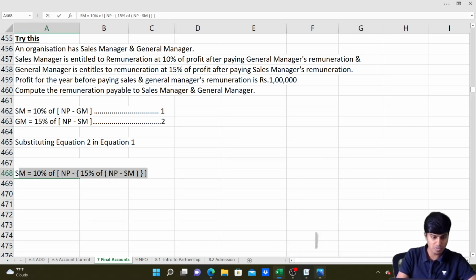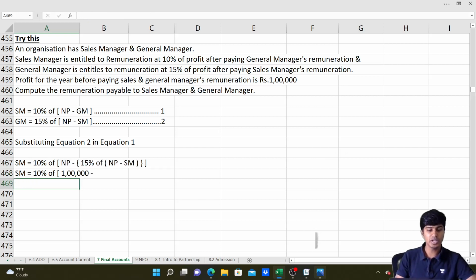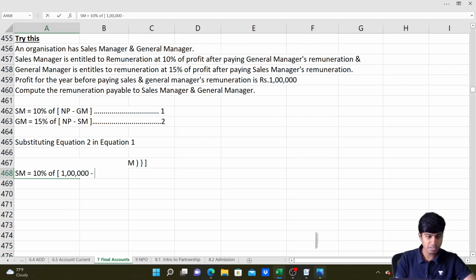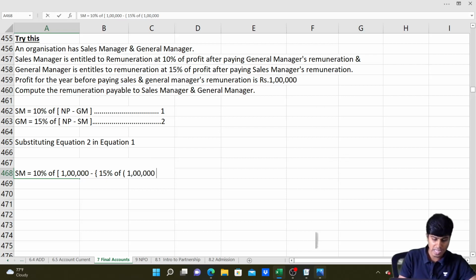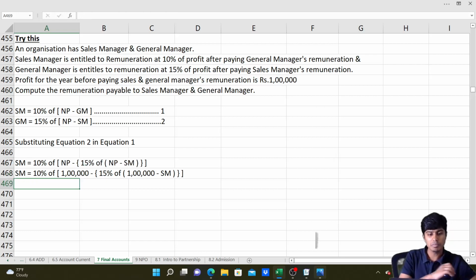So if in case I solve this equation, I will get sales manager is equal to 10% of how much is net profit? In this question, it is 1 lakh. So let me write 1 lakh minus. Now what is it that I should write? I should write 15%. Okay, let me write the same thing. 15% of, again I'll open a smaller bracket. Here I should write again 1 lakh minus, I don't know my sales manager's remuneration. I'll write sales manager. Close the small bracket, close the flower bracket, close the big bracket.